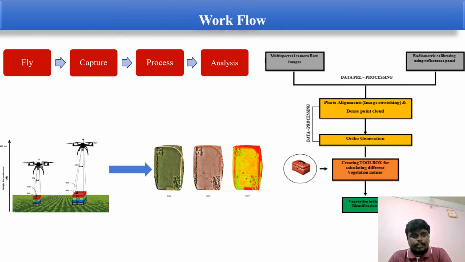This is the workflow in the field: fly using the multispectral camera, capture, process, and analysis. The analysis is in post processing, which will generate RGB, NDVI and red edge outputs. This is the toolbox we created for the calculation of different vegetation indices, which come from photo alignment, image structuring, dense point cloud and ortho generation.